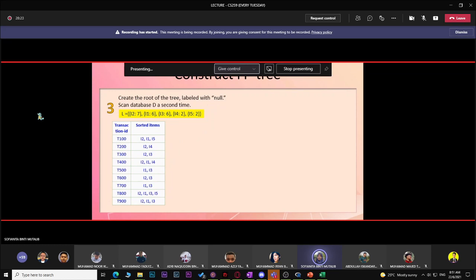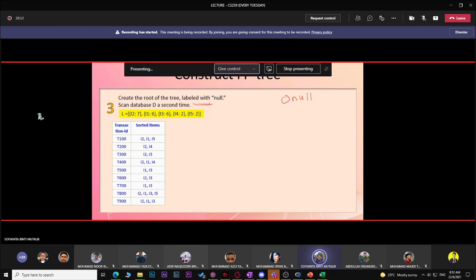Now, what we are going to do is that in constructing the tree, first, we are going to create a root which is known as null. Okay, ada pencil tak sekarang? Ada kertas tak sekarang? Ada. Okay, so buat sekali dengan saya. Okay, so now, this is null.